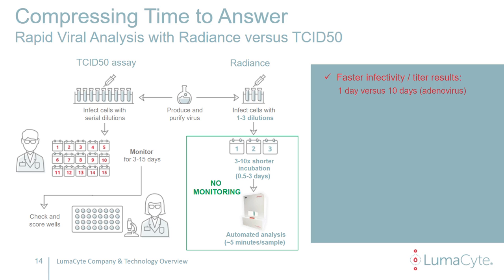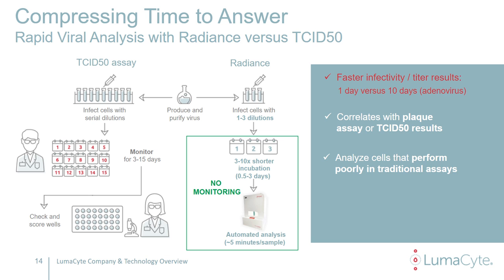And to give you an example, in terms of getting a faster titer for adenovirus, we detect this in as little as 1 day versus 10 for your standard plaque assay. So this correlates with plaque assay and TCID50, as I'm going to show you in the next couple of slides. You can analyze cells that perform poorly in traditional assays, which opens up new capabilities that you may not have had before, and it delivers better precision with lower errors, removing assay subjectivity.